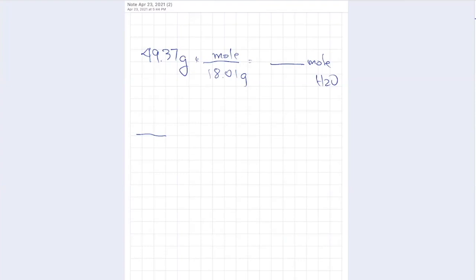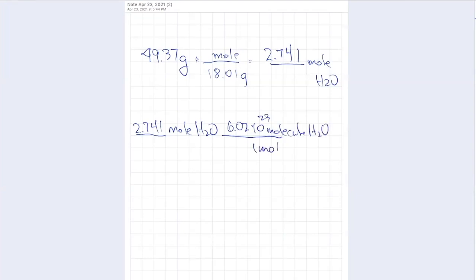If I do this, 49.37 and divide by 18.01, I get 2.741 moles of water. If I put 2.741 moles of water, and I use Avogadro's number, that's 6.02 times 10 to the 23rd molecules of water in 1 mole. Then I now have my molecules of water.